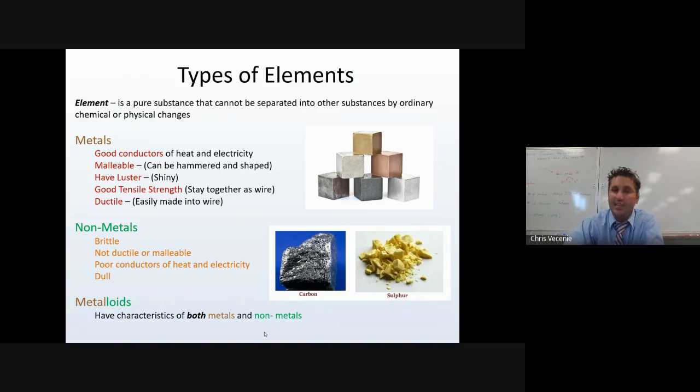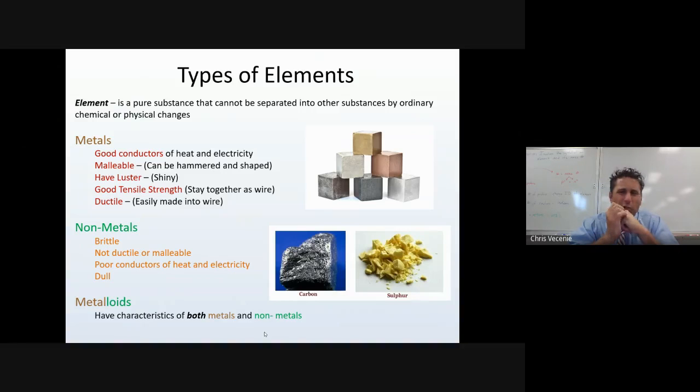They conduct heat and electricity well. Some ones you may have never heard. Malleable means I can hit it with a hammer and shape it, which we can do with metals. That's how we make statues that are made of metal. That's how we can create sheet metal and things like that. Metals are shiny. That's called having luster.